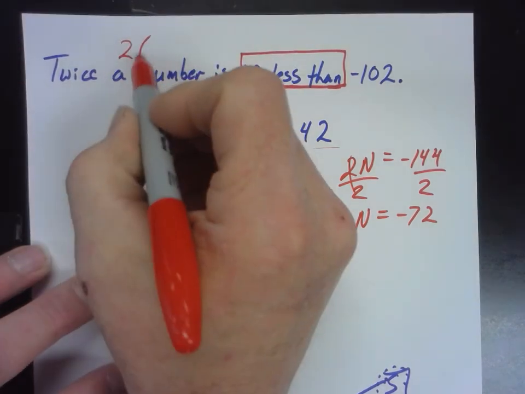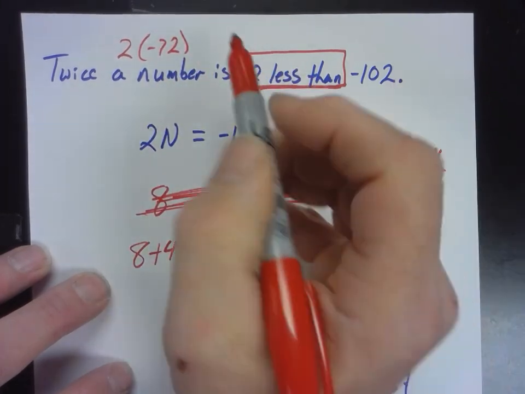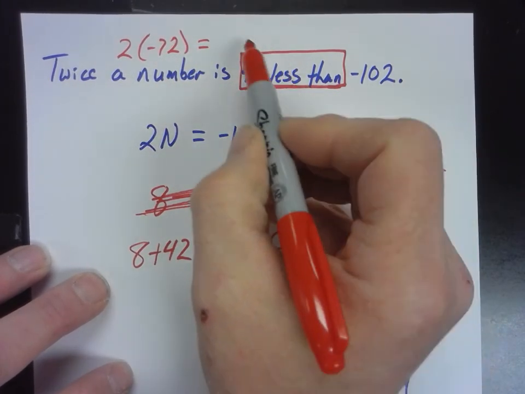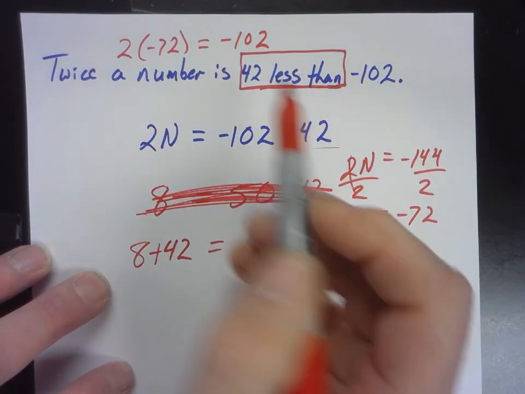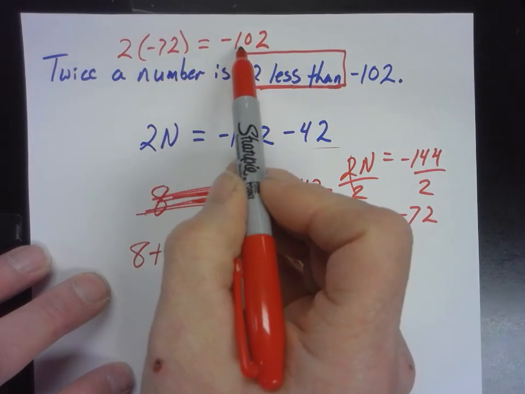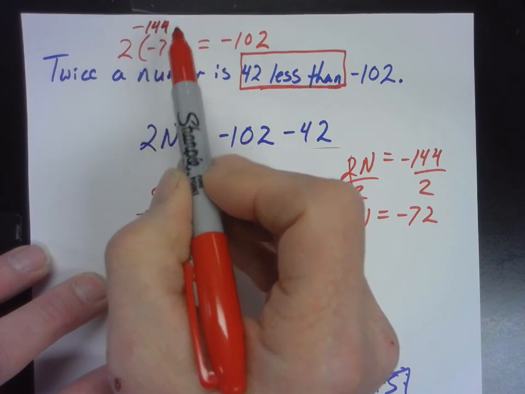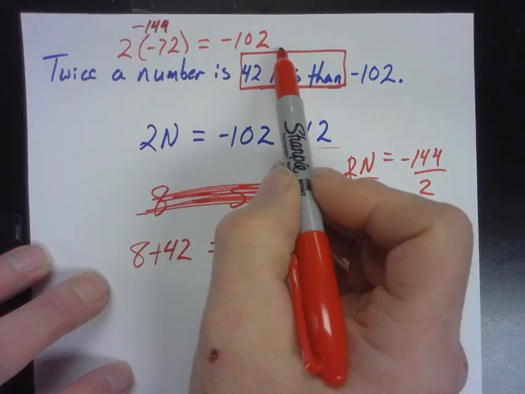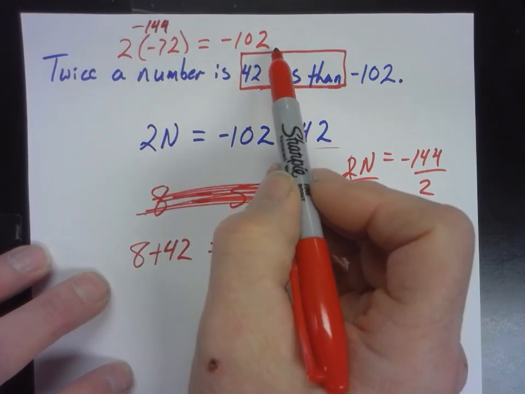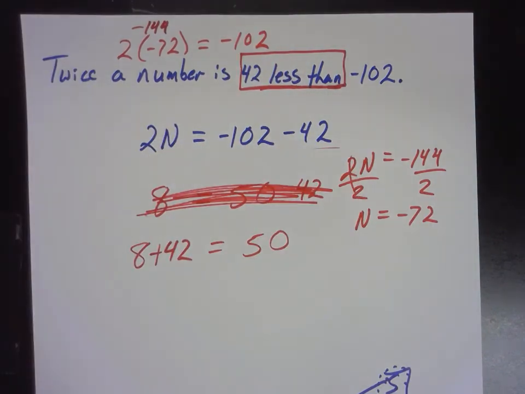2 times negative 72 is 42 less than negative 102. Is this one 42 less than this one? This one's negative 144. It's 42 less than negative 102. That works, doesn't it? Okay? So let's take a look at another one. Now that you kind of have the idea a little bit.